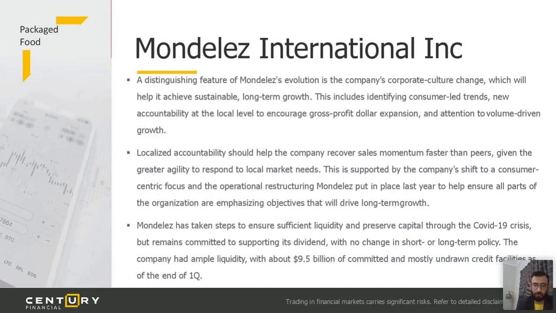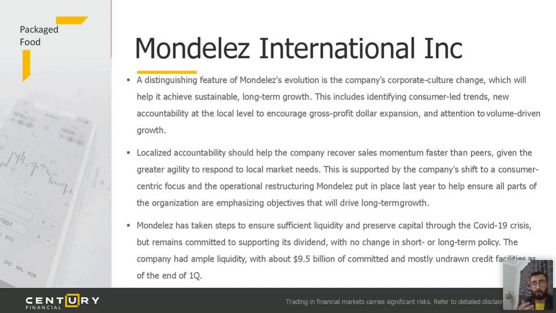Mondelez International. I'm sure if you go to a supermarket, even if you do not eat packaged food, you must have seen this box. So again, packaged food industry is something where there were a lot of stocks, and we have shortlisted these. See, Mondelez, which we can always look at, has preserved a lot of capital through this entire crisis. They are still trying to provide dividends, which is a good thing.